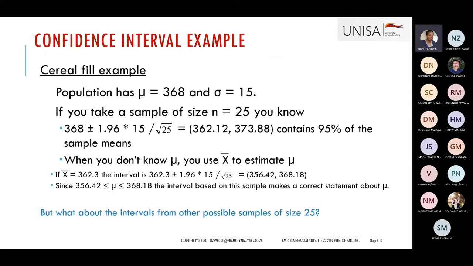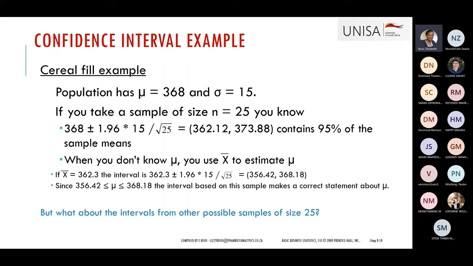So let's look, at a high level, at an example of how we calculate a confidence interval. We're going to do this in more detail. We're going to look at the cereal fill example. Say I work in a company that produces cereal and boxes it in boxes of 750 grams or 1 kilogram, but I want to find out if my population mean, the average weight of the boxes, is 368. Let's assume that, with a population standard deviation of 15. So I know my population parameters from all the boxes of cereal we have already packed, and I've calculated the standard deviation of the weight of those boxes, it's 15.